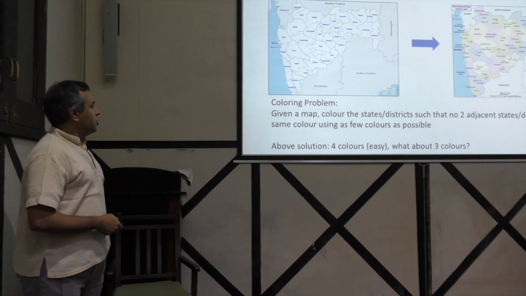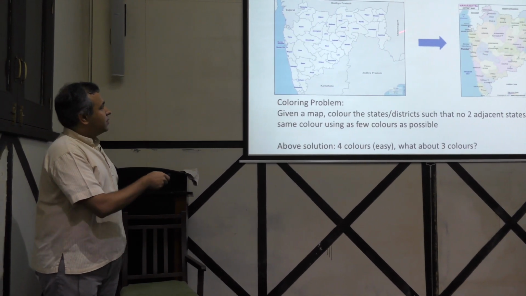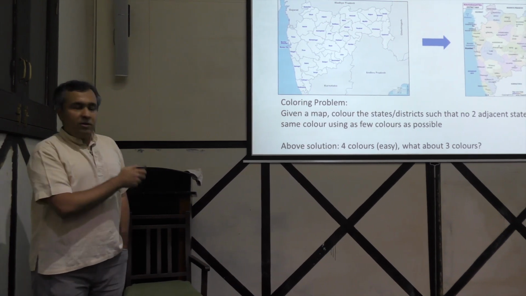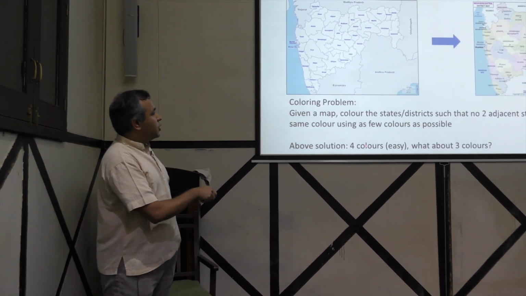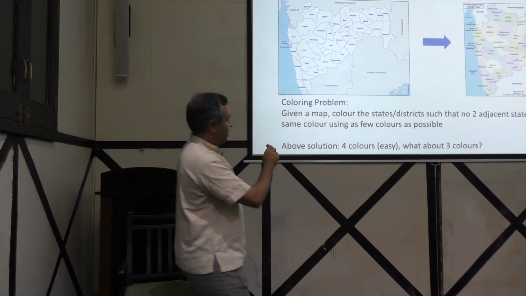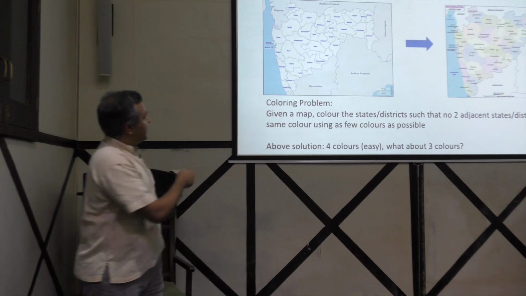And for those of you who know, because this graph can be drawn on a plane, it's known that you can do this with 4 colors. The interesting thing will be whether you can do it with 3 colors or not. That's just an aside, but this is a question.